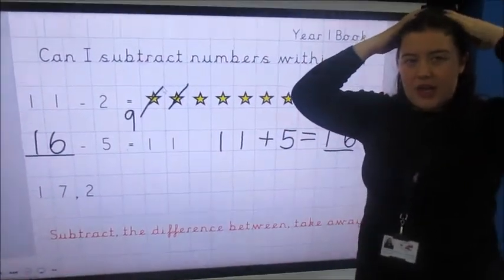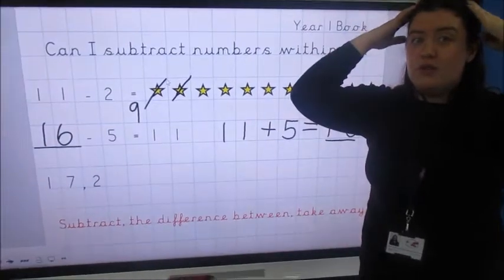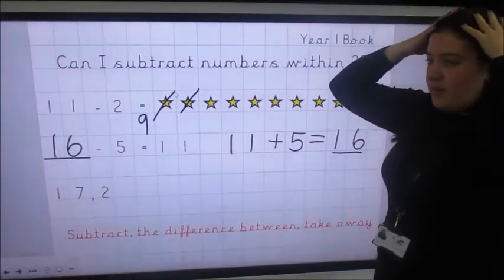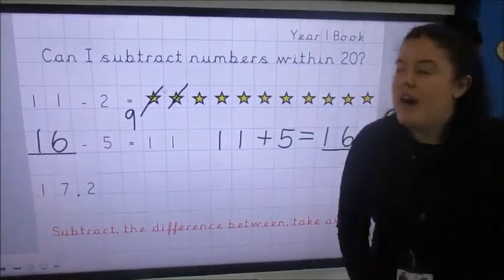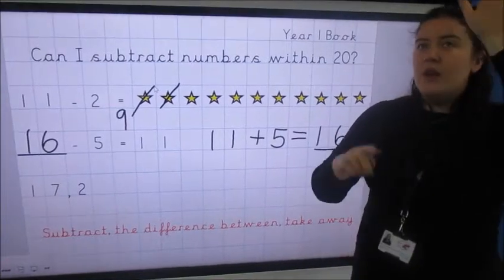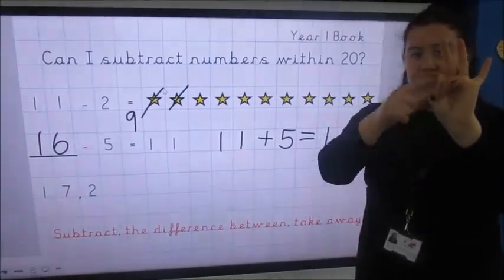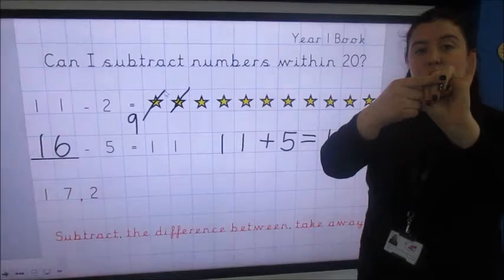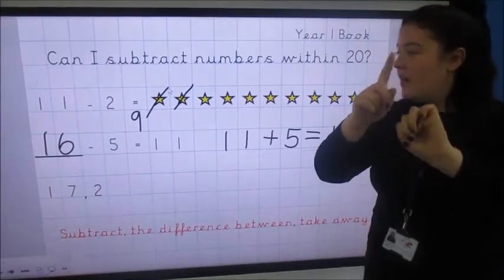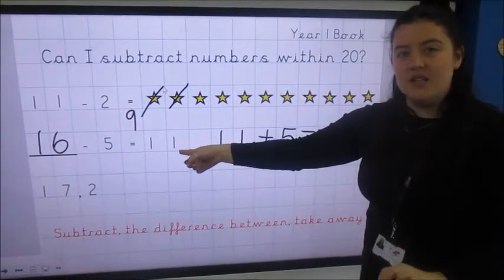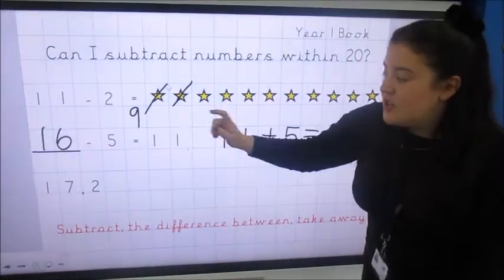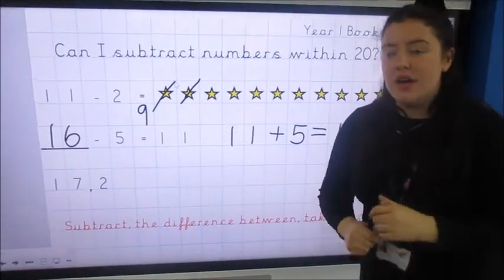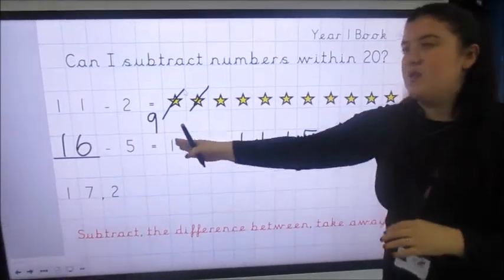We're going to check our working out now, and it's really important you do this at home. 16. This time, take away 5. Okay? 15, 14, 13, 12, 11. Did we get it right? Yes, we did. So to find the missing number in a number sum, we've got to do the inverse.